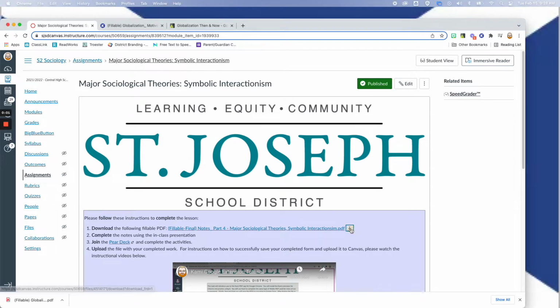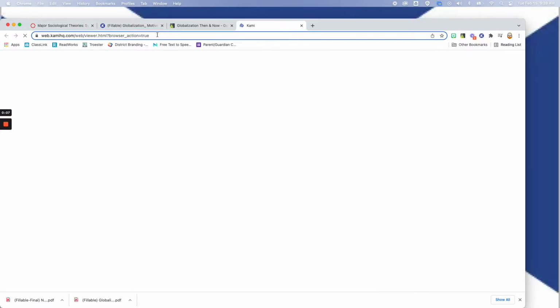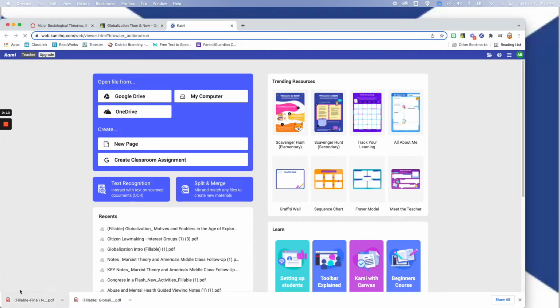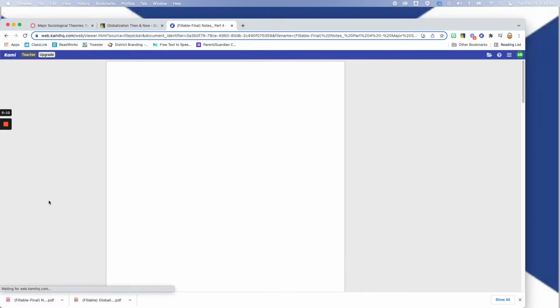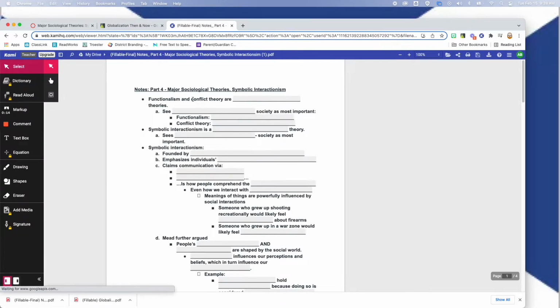All right, so download the document. This is a brand new document to us. Open up a Cami tab. Drag and drop your notes up there. And you'll see that we are looking at part 4 of major sociological theories.